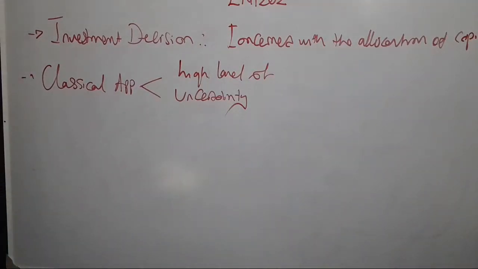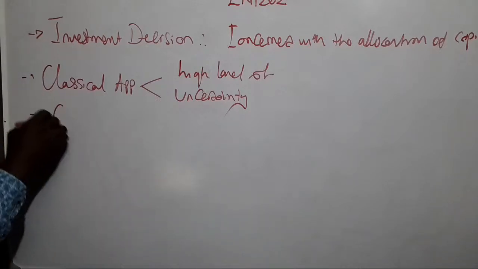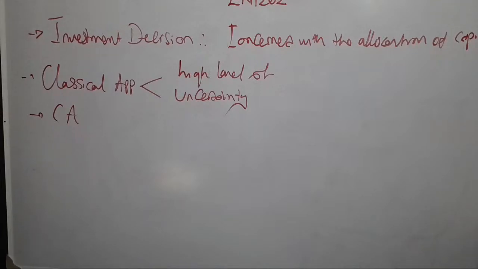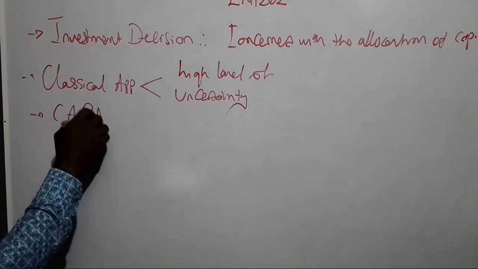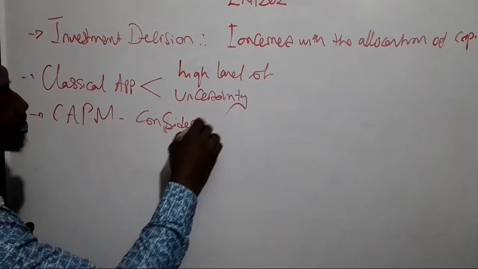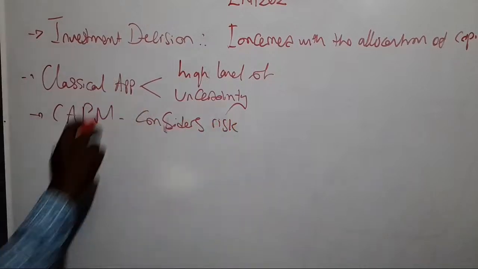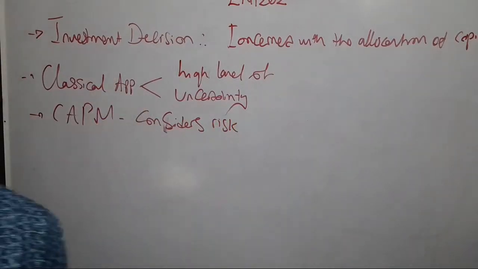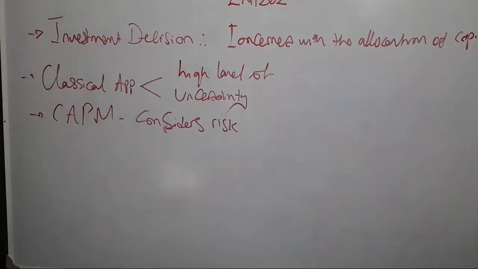Then we also have the modern portfolio and capital asset pricing. This model considers risks in their analysis. That is the capital asset pricing model. This considers risks, unlike the classical approach to investment. We've talked about the classical, we talked about the modern.